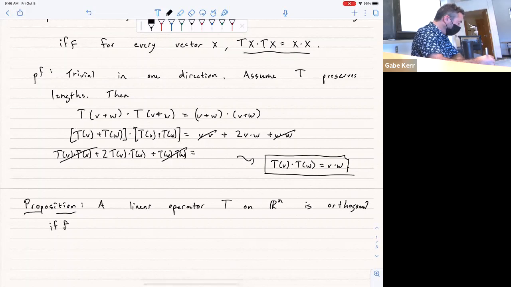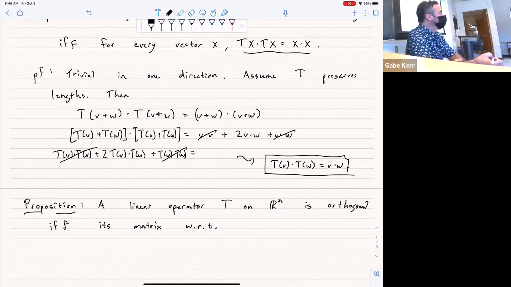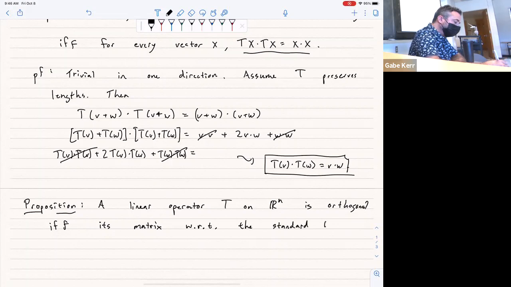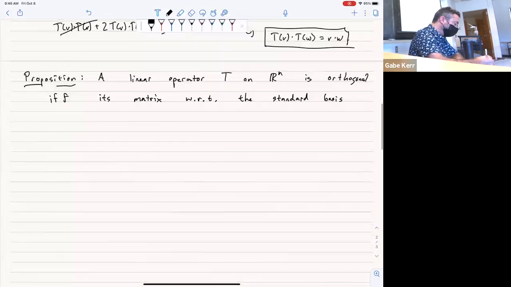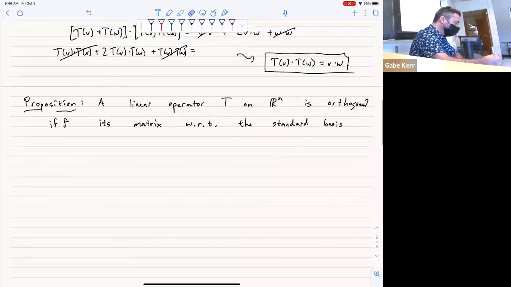if and only if its matrix with respect to the standard basis is an orthogonal matrix. Is everyone okay with me doing that?